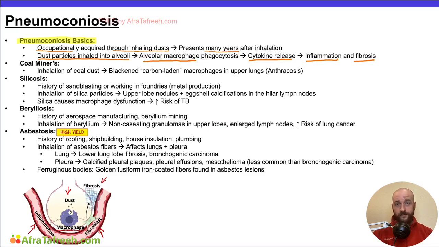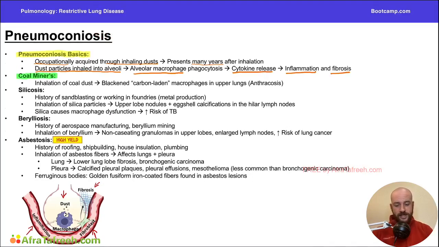the pneumoconiosis. So the first pneumoconiosis that we're going to talk about is coal miners' pneumoconiosis. And as the name suggests, this is usually seen in coal miners. And so what we're going to get is inhalation of coal dust or carbon particles. And then on histology, what we're going to see is blackened carbon-laden macrophages.